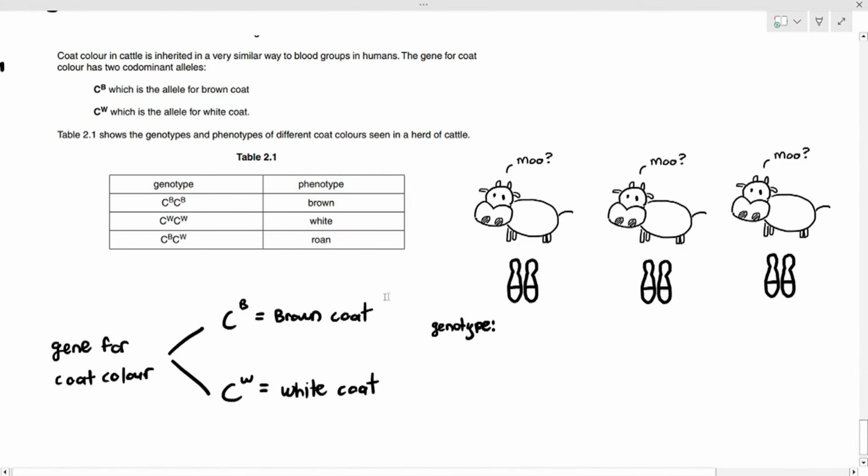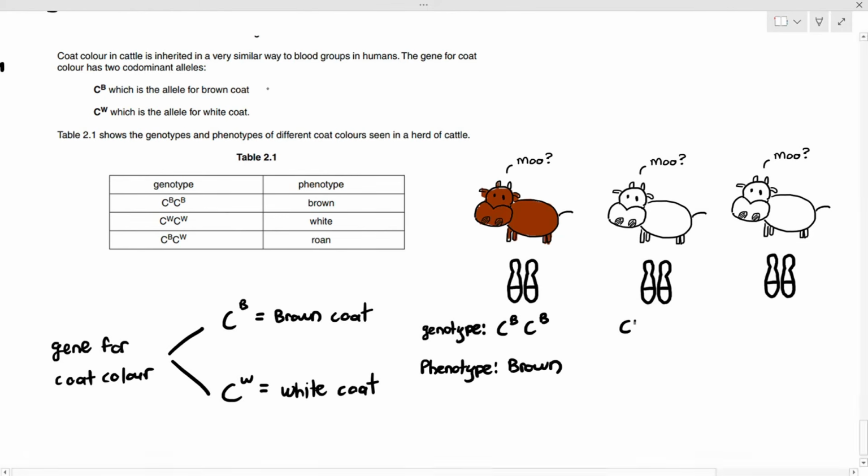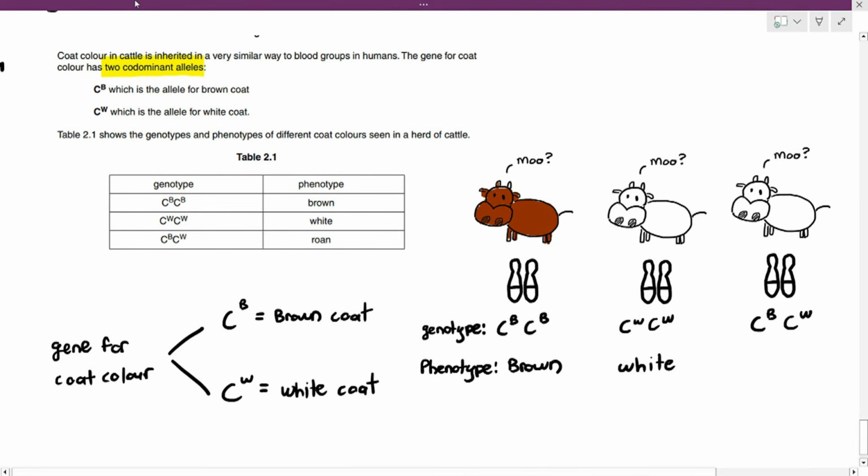So the cow has two chromosomes, and if both chromosomes carry the allele CB, obviously that's the genotype, and the phenotype of the cow will be brown. That's mentioned in the table as well. But if it's CW, the cow will be white. It's also mentioned in the table. But in this case, if the cow has one allele CB and another allele CW, they have stated there that it's codominant.